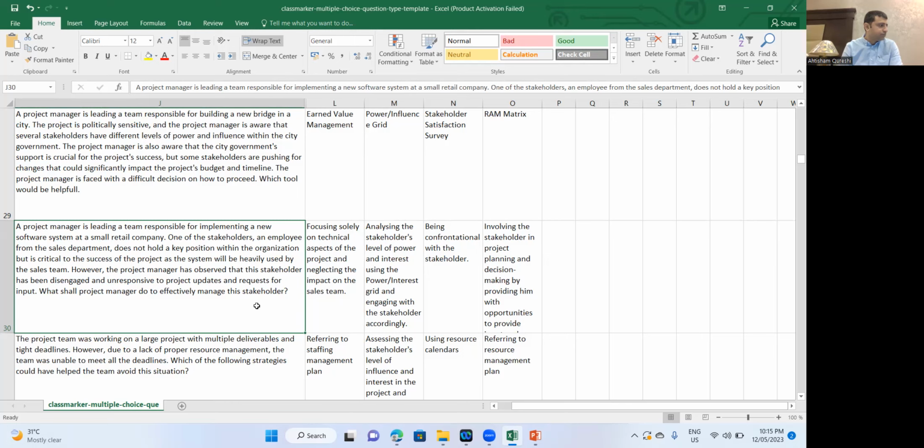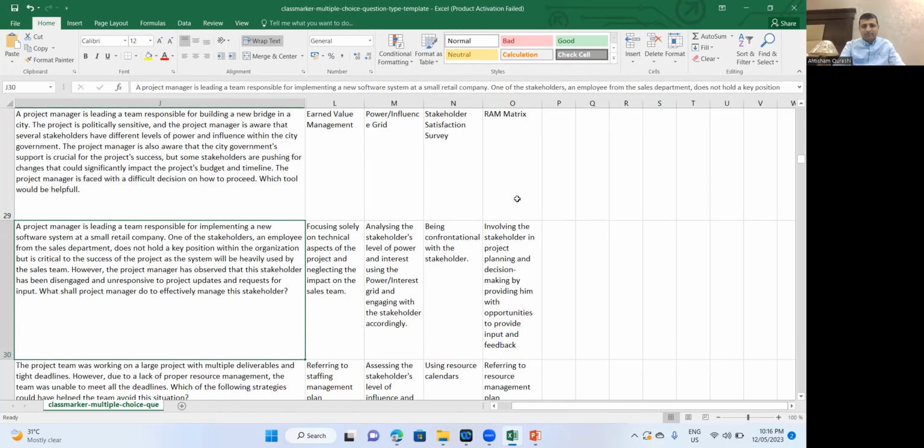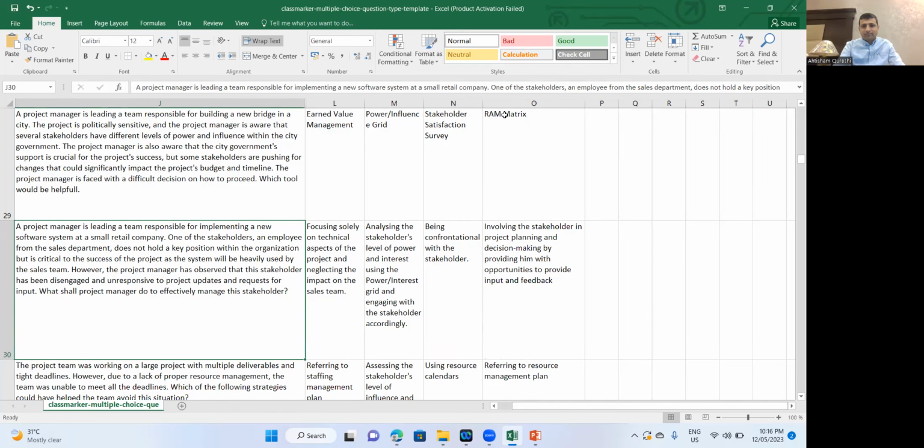Focusing solely on technical aspects of the project and neglecting the impact on the sales team; analyzing the stakeholders' level of power and interest using the power interest grid, and engaging the stakeholder accordingly; being confrontational with the stakeholder; involving the stakeholder in the project planning and decision making by providing him with opportunities to provide input and feedback.